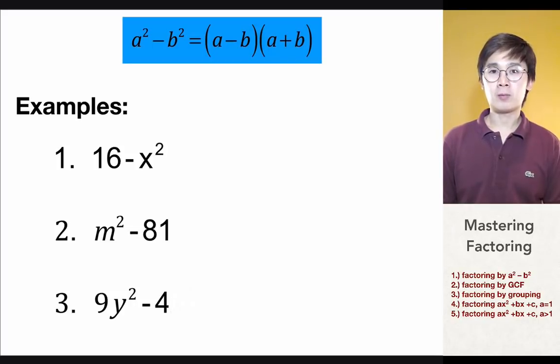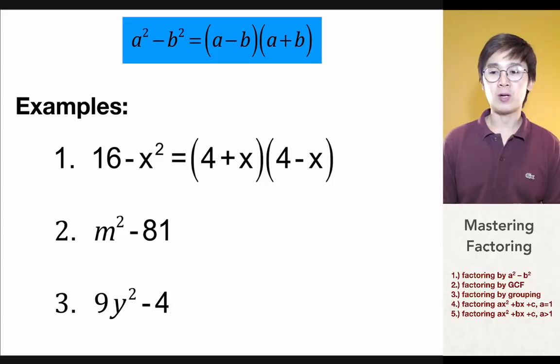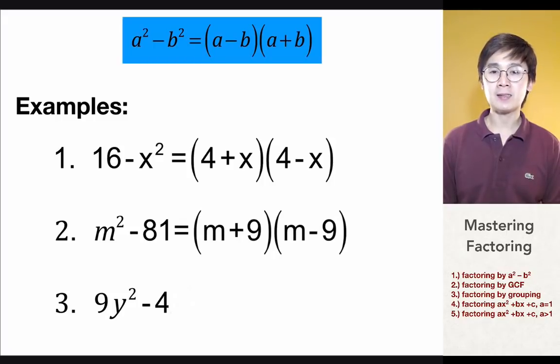Now notice that problems number 1, 2, and 3 have 16, 81, 9, and 4, and all of them are perfect squares because if you take the square root of that number, you will get an integer as a result. Now since 1, 2, and 3 match the pattern a squared minus b squared, we can separate these polynomials using this factored form. So 16 minus x squared can be separated into 4 plus x times 4 minus x, and m squared minus 81 can be factored into m plus 9 times m minus 9, and the last problem we can separate as 3y minus 2 times 3y plus 2.